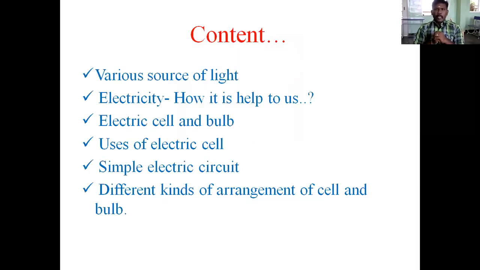So this lesson has some content. First of all, the first one is the various sources of energy. Light can be emitted from several sources. The main source is the sun, and the battery cell, and some of the sources available in our earth's atmosphere. And the second one is electricity. How electricity helps us, how it makes our life easier or makes a very hard task easier. Those things are also discussed.